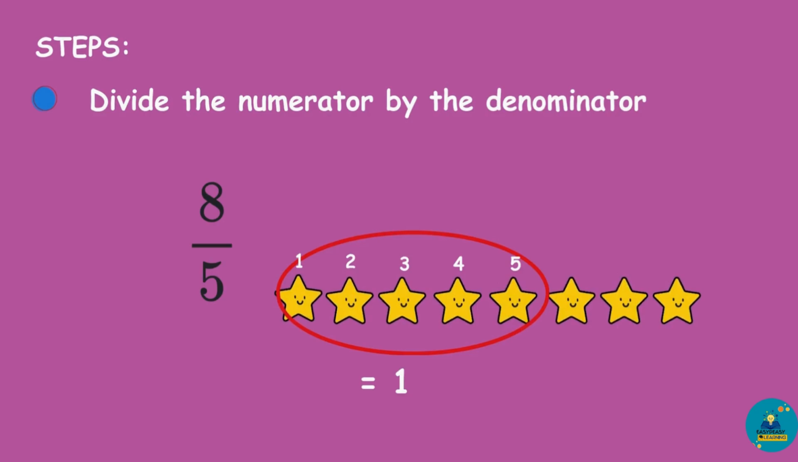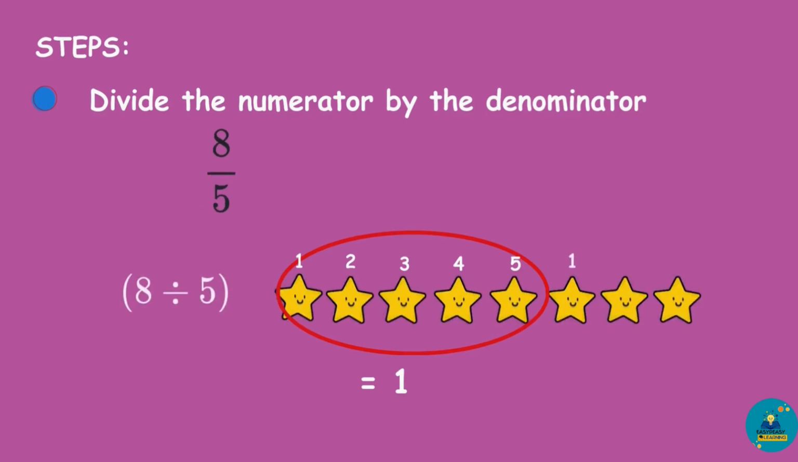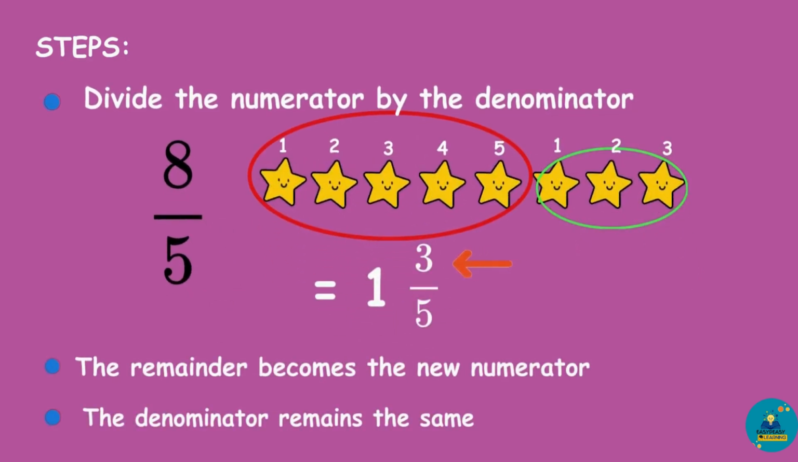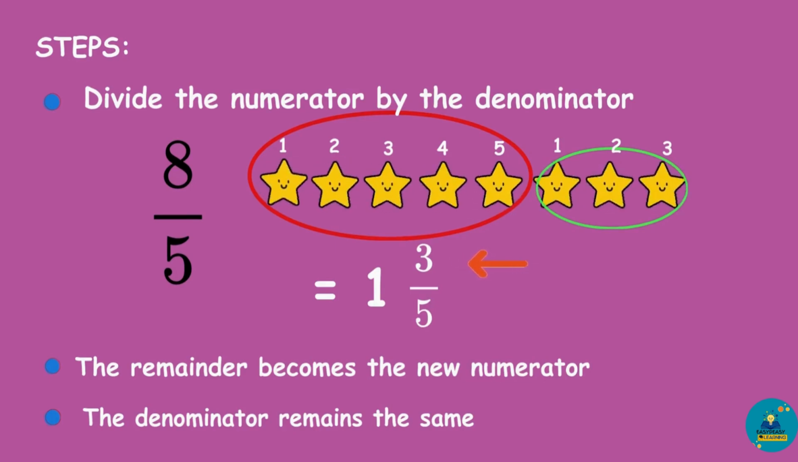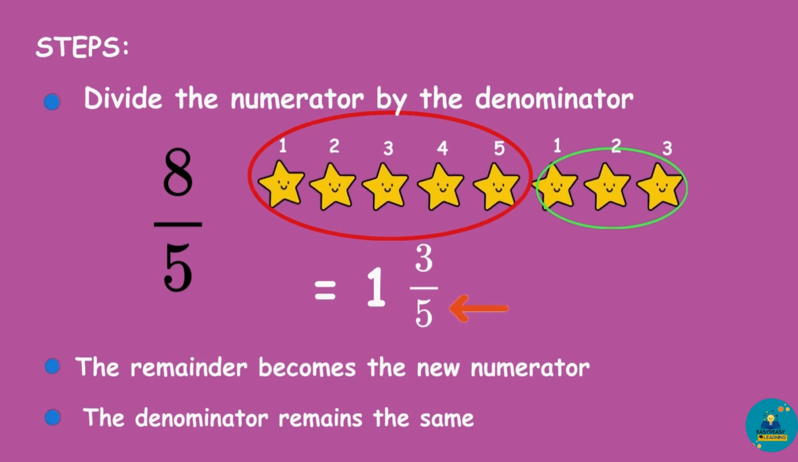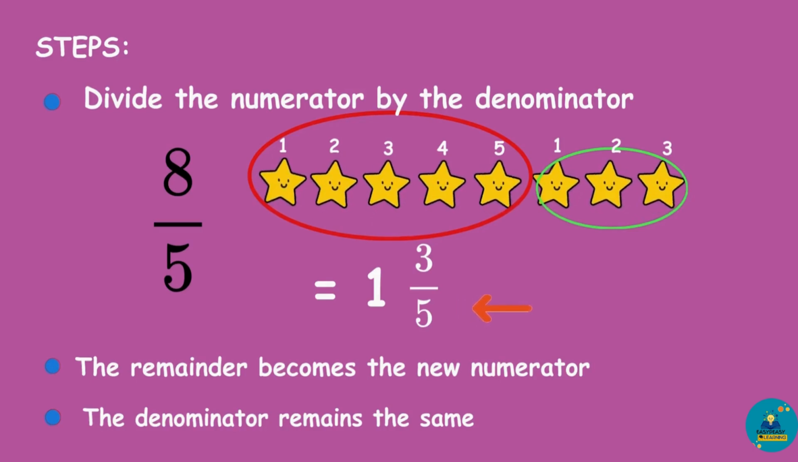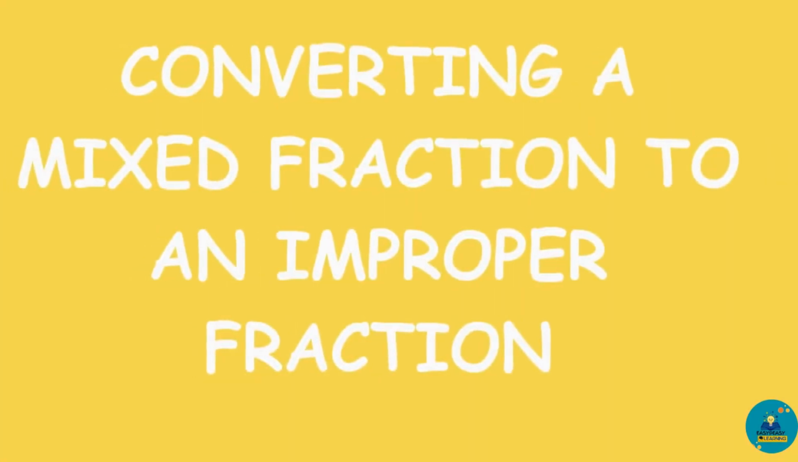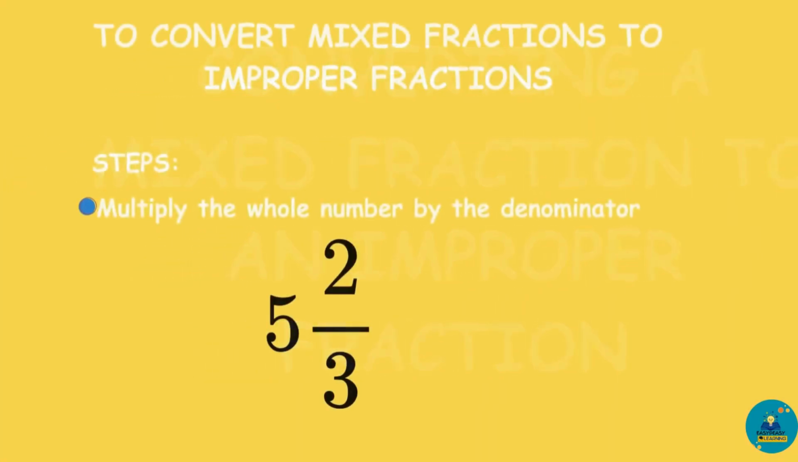We have remainders. Let's count them. 1, 2, 3. Our remainder will become our numerator at the top. And then our denominator will still be 5. It remains the same. Let's convert a mixed fraction to an improper fraction.